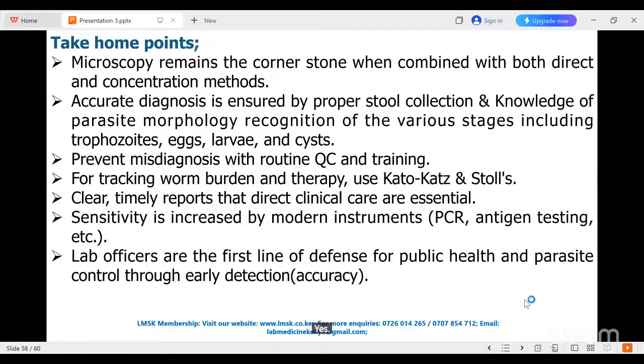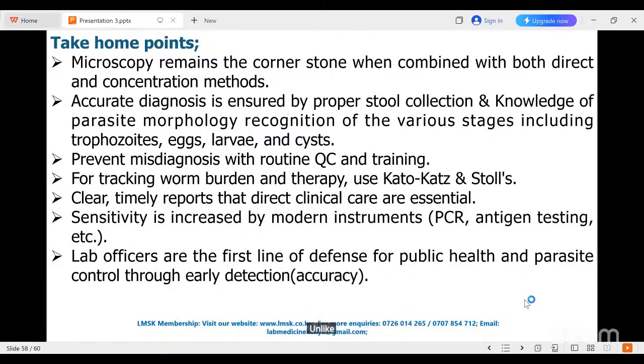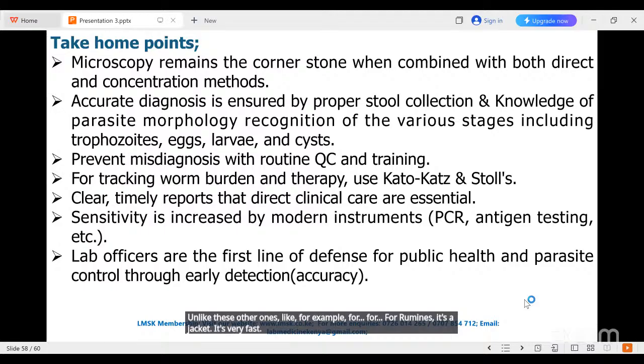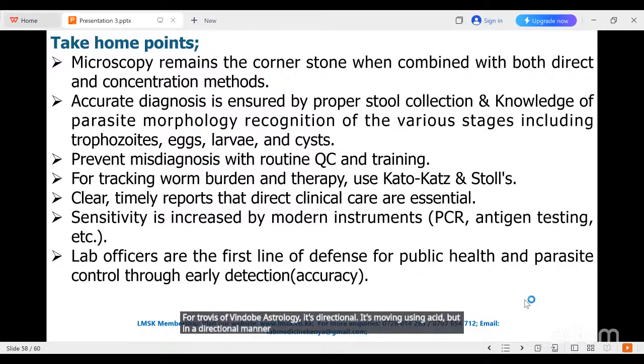Yes. So the motility for Giardia lamblia, when you are looking at its movement, is just like a falling leaf. Unlike these other ones, for example, for Trichomonas hominis, it's jerky, it's very fast. For trophozoites of Entamoeba histolytica, it's directional. It's moving using pseudopodia in a directional manner, very fast but directional.